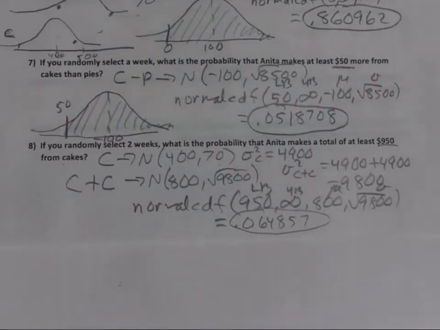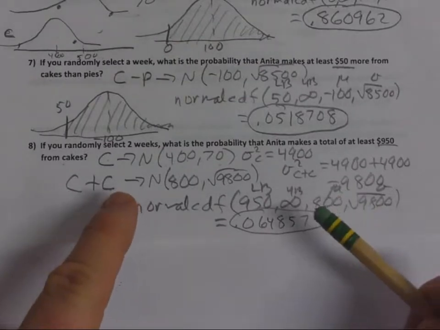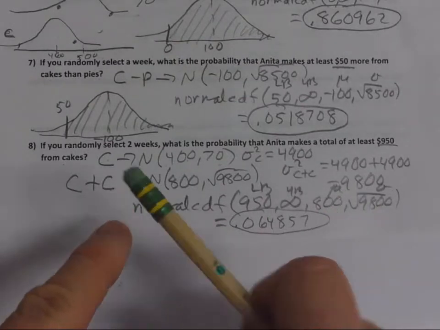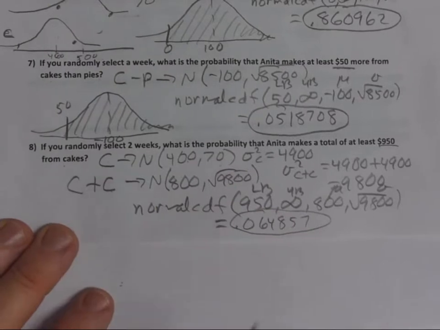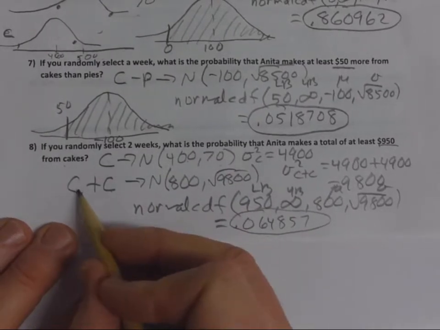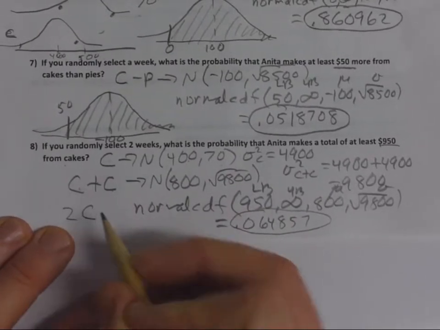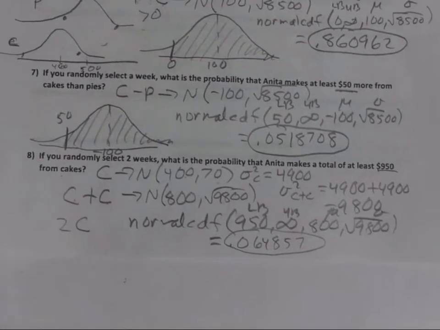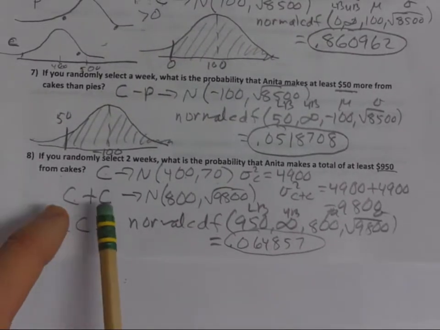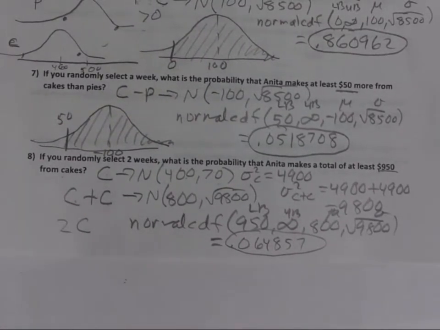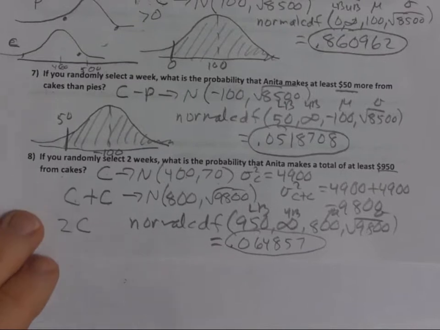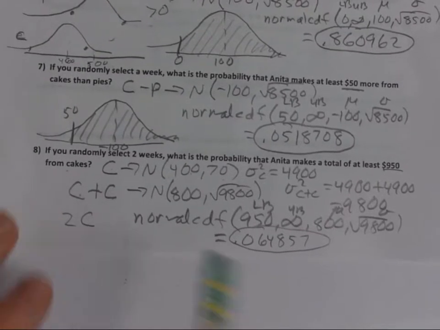Now, the potentially really confusing thing about this problem is there's a difference in the world of random variables between C plus C and 2C. Okay, and that's sort of an important distinction. C plus C means you're taking one value from a normal curve and then you're taking a second value from a normal curve and adding them. Whereas random variable 2C just means you're taking one value and multiplying it by 2. And so that would be different.